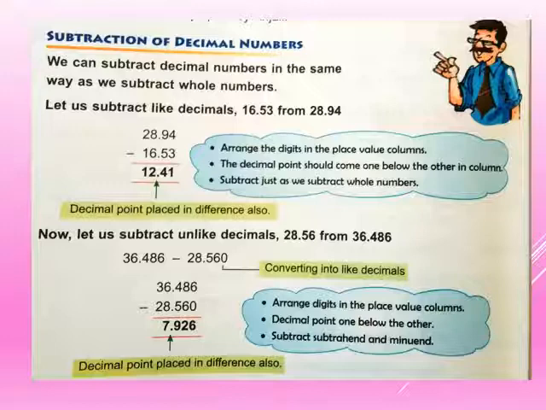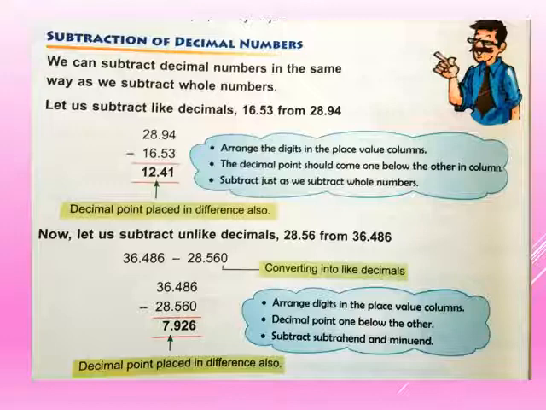4 minus 3 is what? 1. 9 minus 5, 4. 8 minus 6, 2. And 2 minus 1 equals 1. And therefore the answer of subtraction is 12.41. The decimal point is placed in the difference also. So we will write the decimal point in between 12 and 41. So it is 12.41. Now let us subtract the unlike decimals.